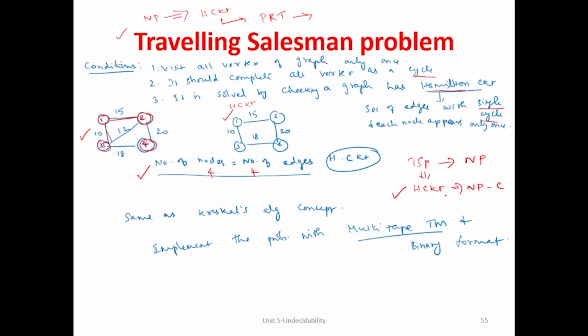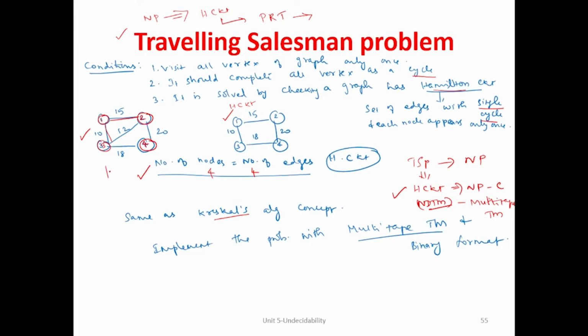For implementing this on a Turing machine, we should go for a non-deterministic Turing machine. Using a non-deterministic Turing machine in a multi-tape format, only then can we find a solution. The implementation of a multi-tape Turing machine was already given for Kruskal's algorithm. The same concept is applied for finding the traveling salesman problem solution.